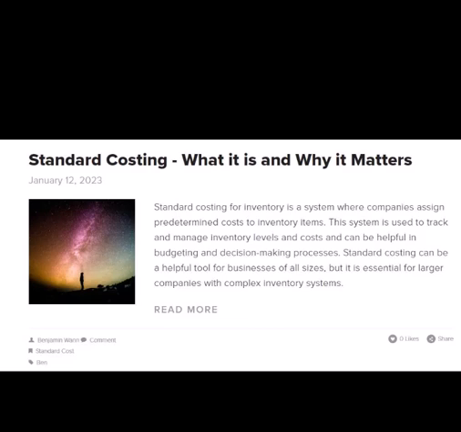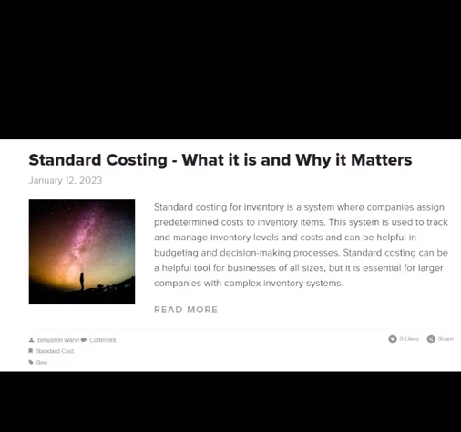There are a few ways to avoid this problem. First, businesses can try to keep production volumes relatively stable. This may not always be possible, but it can help to minimize fluctuations. Second, businesses can use a weighted average standard cost, which considers recent production volumes and is more accurate. Finally, businesses can adjust their standard costs periodically to reflect changes in production volumes.